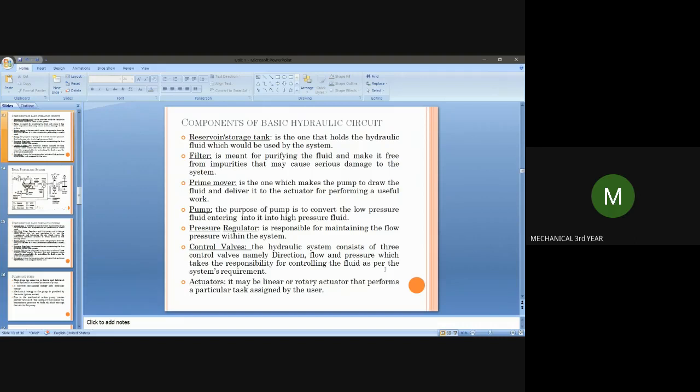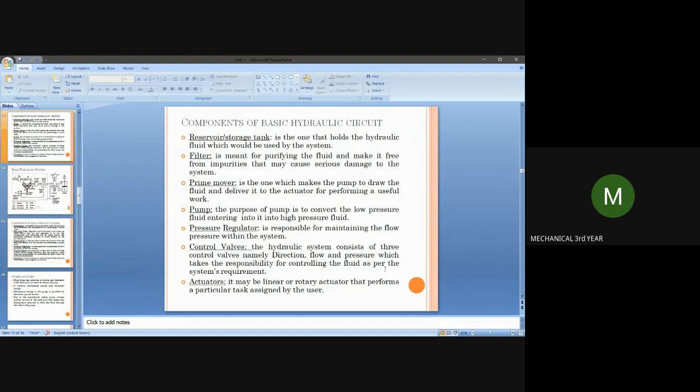Okay, so we have control valves also. In control valves, we have direction control valve, flow control valve, and pressure control valve, and we have pressure relief valves also. It is also a type of control valve that has to be taken into consideration. Then finally the actuator. We have rotary actuator and linear actuator.